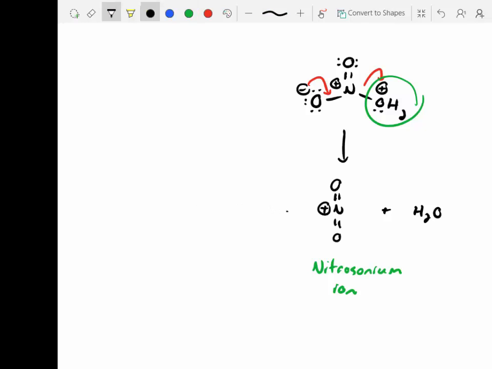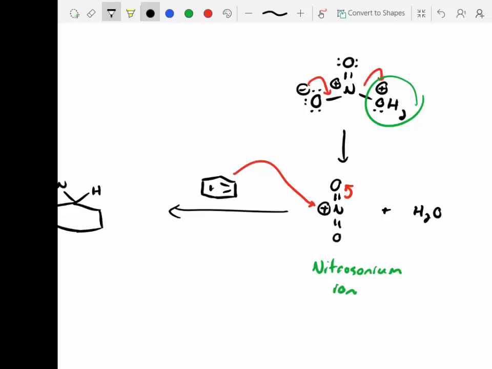So if we take benzene, I'm just going to draw benzene above our arrow. This benzene will attack this electrophilic nitrogen and then kick up electron density onto this oxygen. We're almost done. We've got our arenium ion right now. What do you think the next step will be?